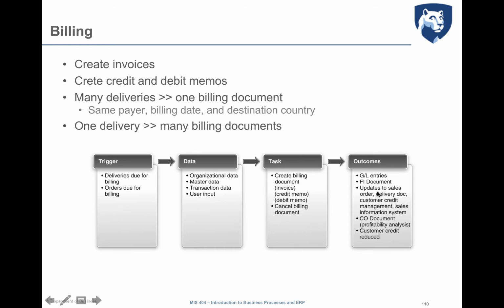Then the customer receives the goods, and it's time to make them pay, so make them pay what they have received. The purpose of the billing step is to create a variety of documents such as invoices for products or services, and credit and debit memos, in order to make the customer pay what he has received. The billing step is also used to cancel previously created documents, and billing can be based either on deliveries that have been shipped to the customer or on orders that have not yet been delivered.